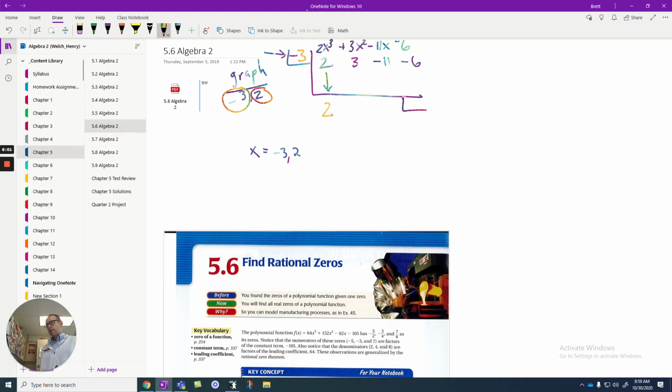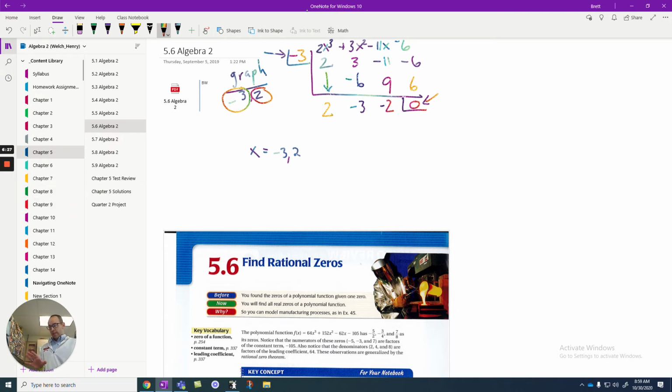2, negative 3 times 2 is negative 6. 3 plus negative 6 is negative 3. Negative 3 times negative 3 is 9. Negative 11 plus 9 is negative 2. And negative 3 times negative 2 is a positive 6, which gives me 0. That has to happen here, or we're not finding zeros. Literally, this is one of the reasons we call them zeros. In synthetic division, they produce a 0.